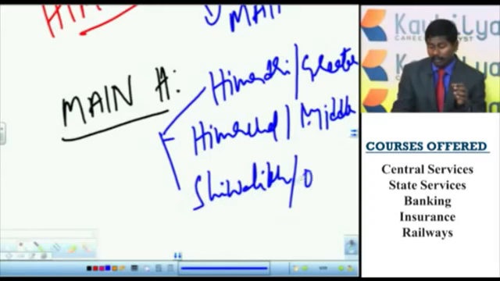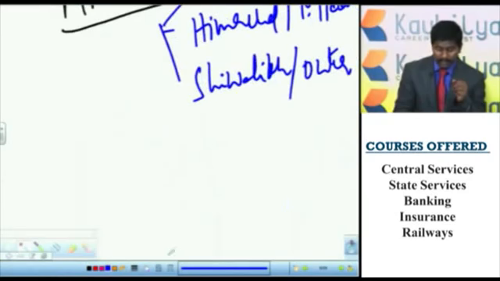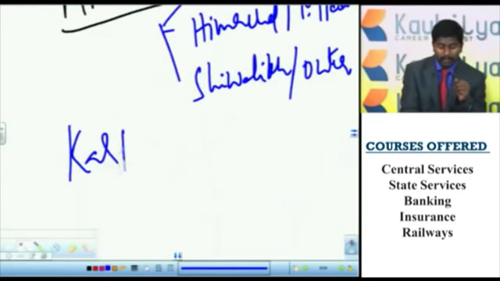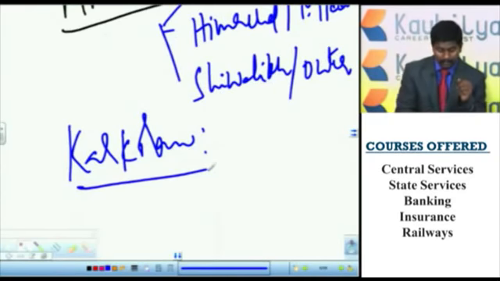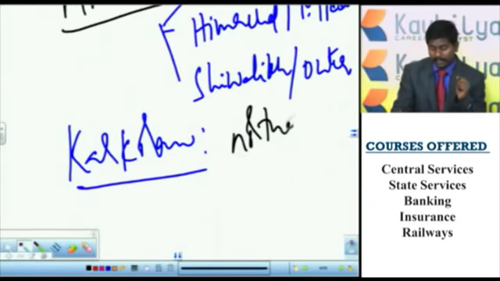Shivaliks or Outer Himalayas. So these are the three important ranges in the main Himalayas. Right? Now we will come to them one by one. First, coming to the Karakoram ranges. I told you Karakoram is a part of the Trans-Himalayas, and of course you can say it is the northernmost mountain range in India.